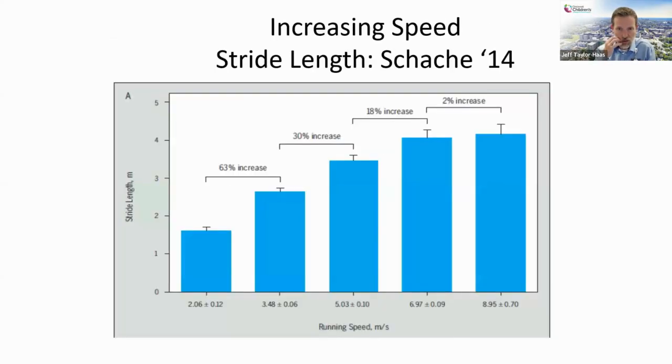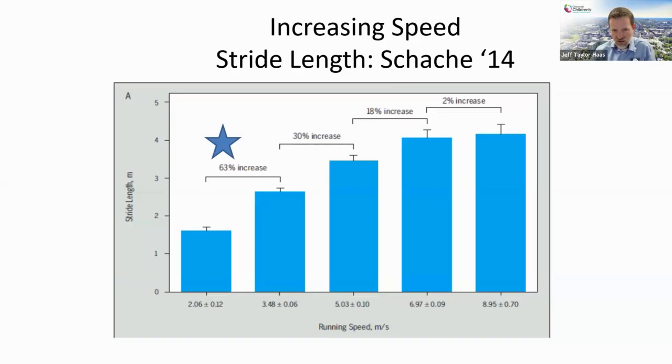This is a nice paper put out by Seish back in 2014. And on the x-axis, you're looking at runners at different running speeds, so 2 meters per second all the way up to 9 meters per second, which is basically an all-out sprint. And then you're looking at the stride length on the y-axis. And what we can really appreciate is as we go from slow running to moderate pace running, that change from 2 meters per second to 3.5 meters per second is primarily driven by a change in stride length.